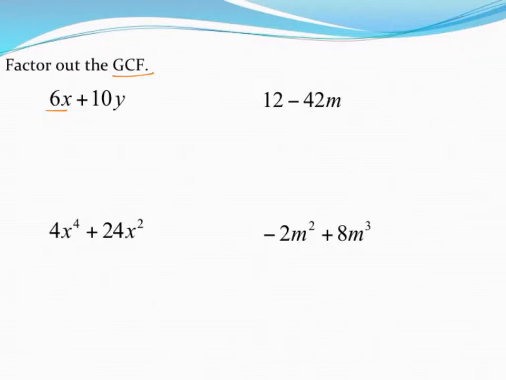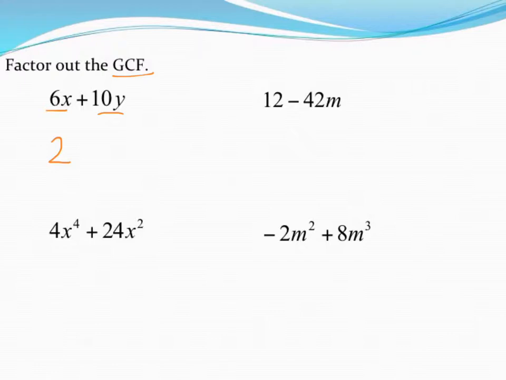First up, I've got 6x plus 10y. Now what I'm looking for is the biggest number that both 6 and 10 can be divided by. And the biggest number they both have in common is going to be a 2. There's no variables they have in common. One term has an x, one term has a y. So 2 is my greatest common factor.